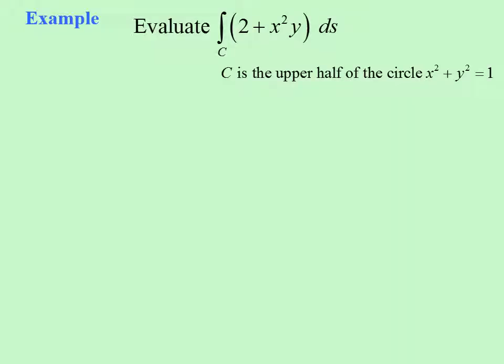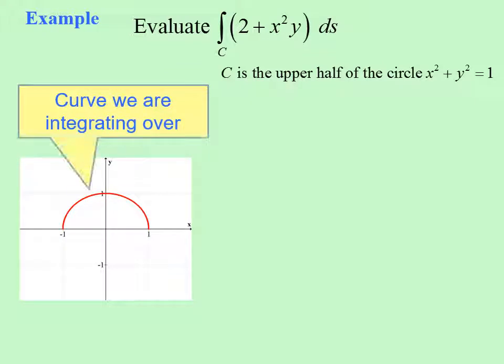Let's take a look at this example of a line integral. So we're doing the line integral of the function 2 plus x squared y over the curve described as the upper half of the circle, x squared plus y squared equals 1. So here is the upper half of the unit circle. In order to evaluate this from the definition, we have to have an s, in other words, arc length. So we have to parameterize this by arc length.